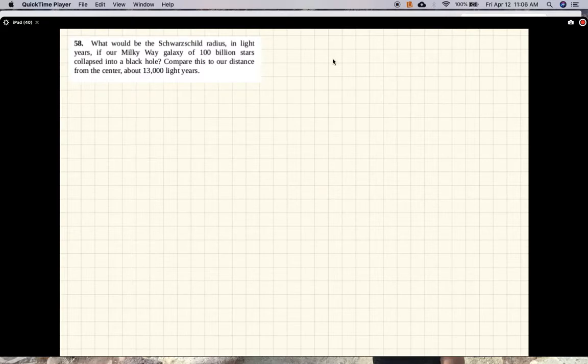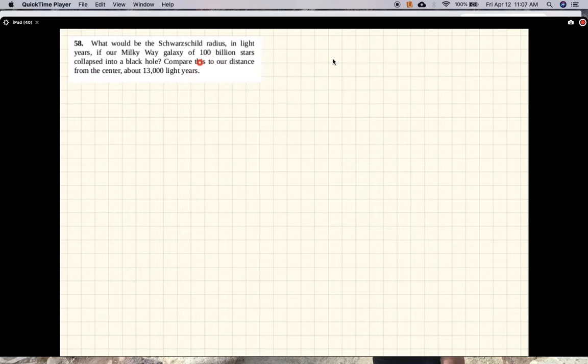All right, so let's look at the last problem from this chapter. What would the Schwarzschild radius in light years be if our Milky Way galaxy of 100 billion stars collapsed into a black hole? Compare this to our distance from the center, about 13,000 light years from the center.